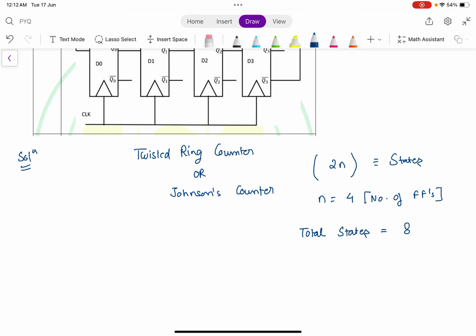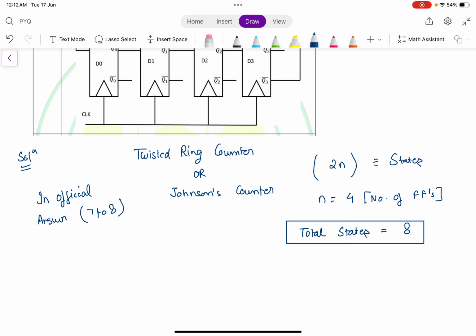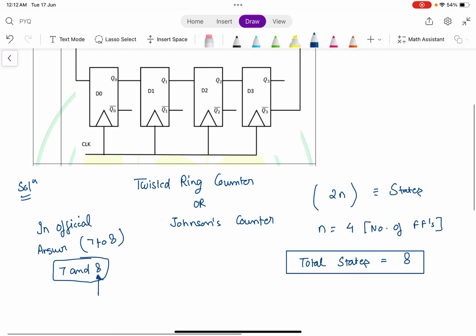is 8. And I will let you know one interesting point in this question. In the official answer key, it is given 7 to 8. It means 7 and 8 both answers were accepted. We got that 8 is correct, but how come 7 is correct? I will let you know.